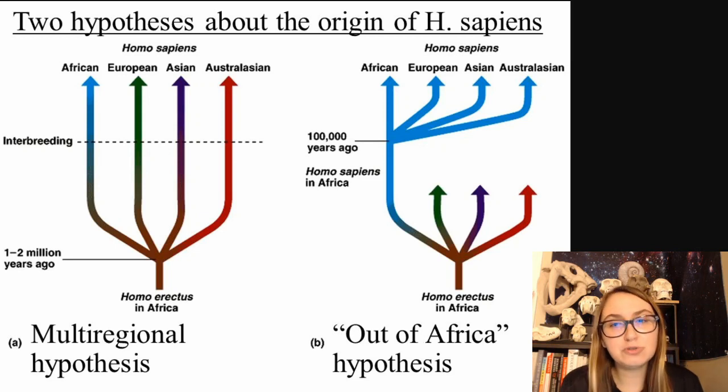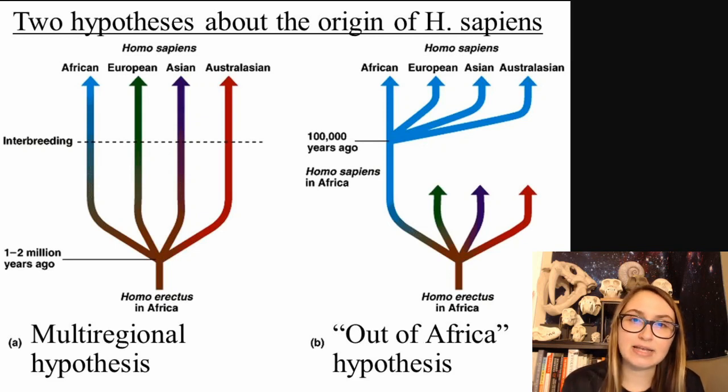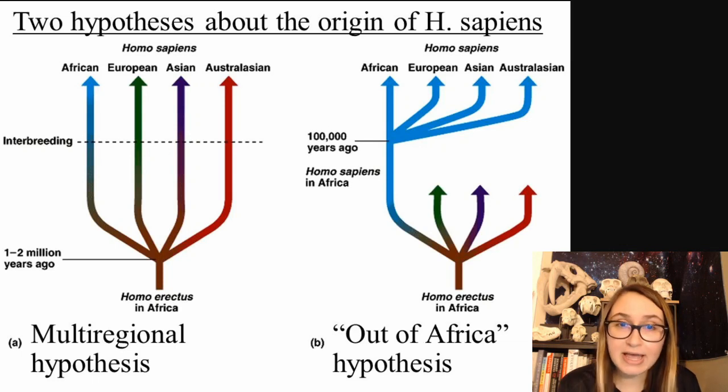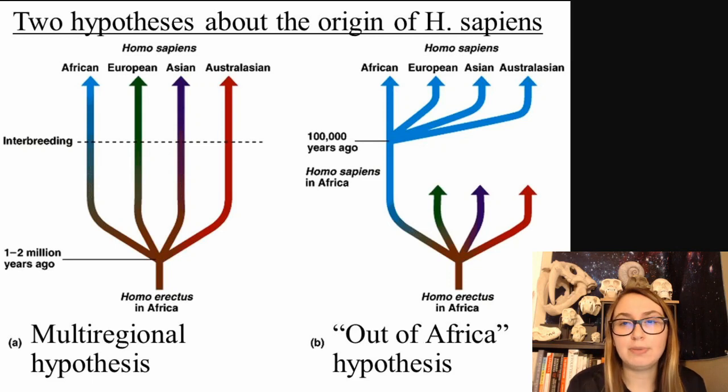Because what multi-regional effectively states, as seen in this little diagram, is that Homo erectus leaves Africa 1 to 2 million years ago, localizes in several different places, so Africa, Europe, Asia, usually China and Indonesia, and eventually Australia, and Homo erectus, through convergent evolution, evolves into the modern quote-unquote races that we see today. That's the old version of the multi-regional hypothesis.